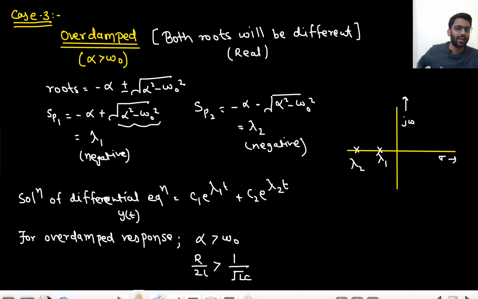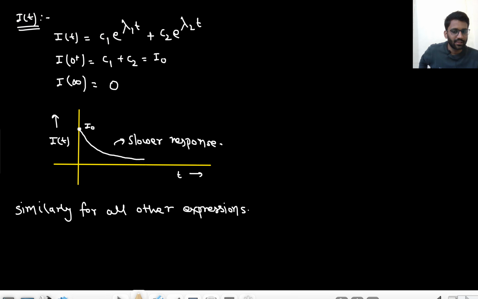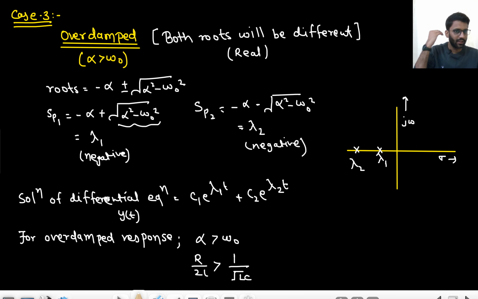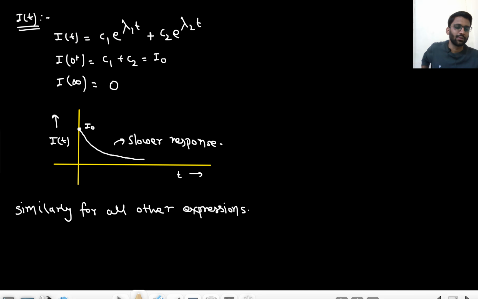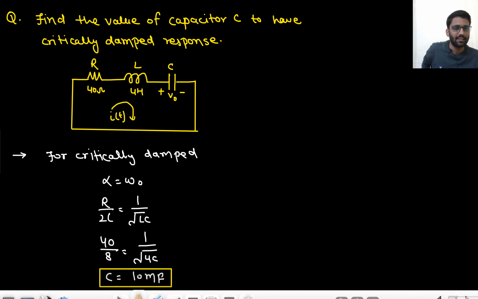Then similarly for overdamped, the graph will have no oscillation, but it will go slowly, right? It will settle down to the final value slowly. And the nature of roots will be two roots, different, and both should be real. So that's it. Okay, these three kinds of response you can have in case of series RLC. In parallel RLC as well, these three kinds of response you will have. Just the value of alpha will change, everything else will remain the same.